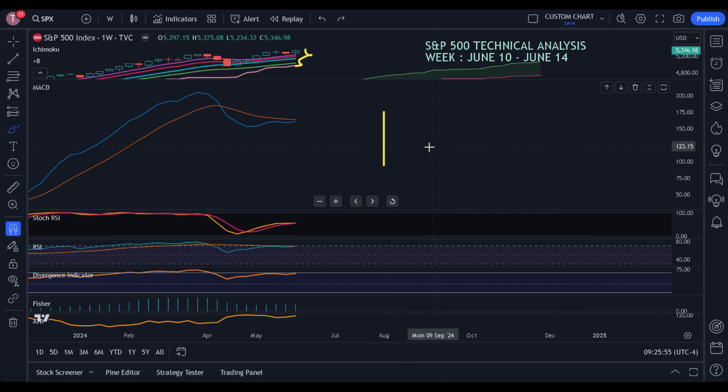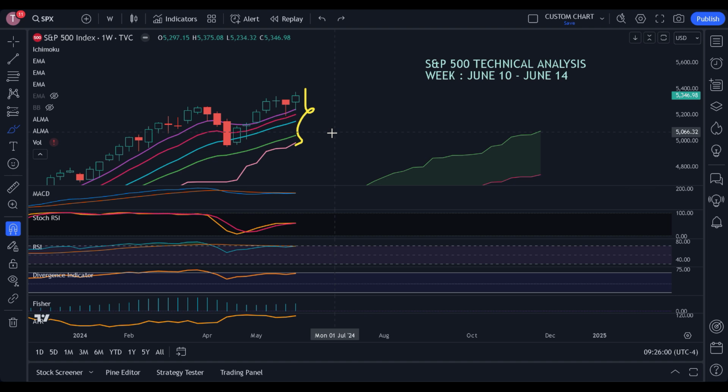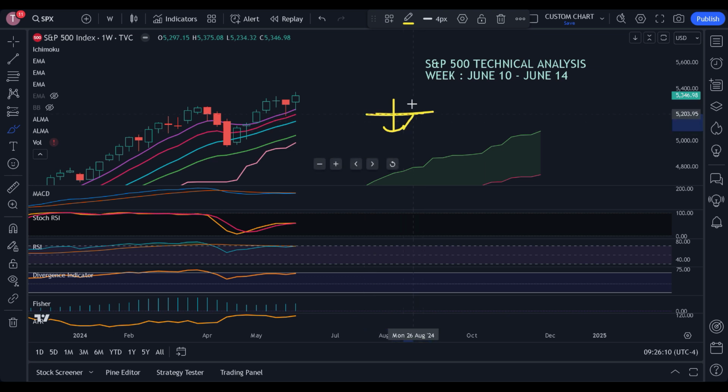So MACD is bearish. There is still no crossover in the MACD. However, at the same time, when you notice the stochastic RSI, it is trading flat. It is neither bullish nor bearish.